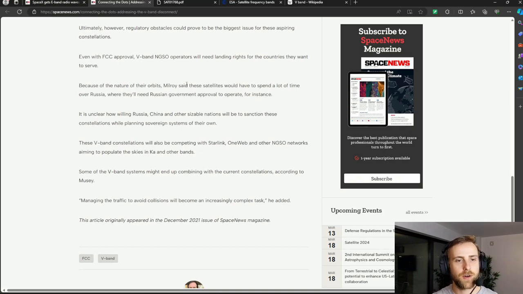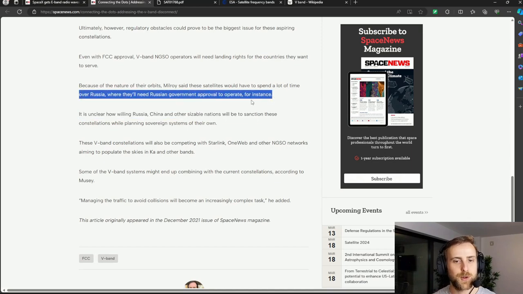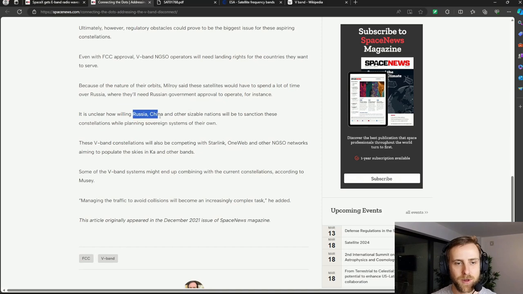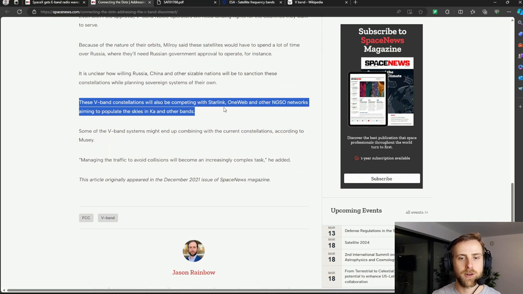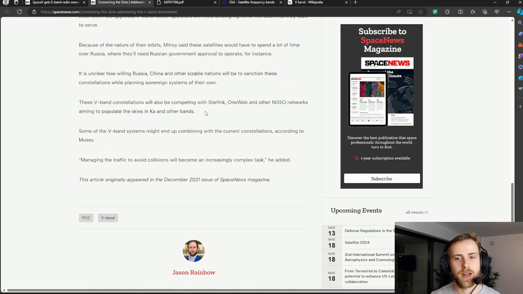Because of the nature of their orbits, these satellites would have to spend a lot of time over Russia, where they will need Russian government approval to operate. It's unclear how willing Russia, China, and other sizable nations will be to sanction these constellations while planning their own systems. These V-band constellations will also be competing with Starlink, OneWeb, and other NGSO networks aiming to populate these skies in Ka and other bands.